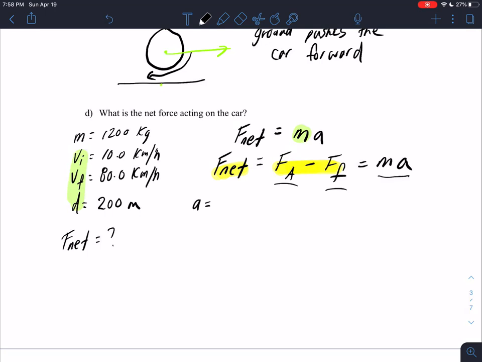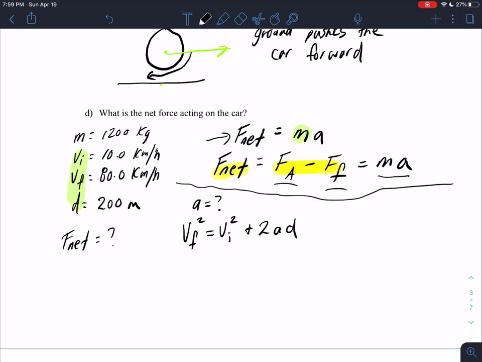Okay, so it's a two-step problem. Our first step is going to be to solve for acceleration, and then we'll go back and use Newton's second law to figure out our net force. So I'm just going to draw a line here to keep organized. Okay, so I have VI, VF, D, and A. So it seems to me that the best approach here is going to be VF squared is equal to VI squared plus 2AD.